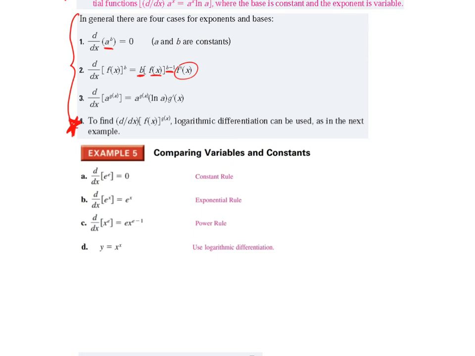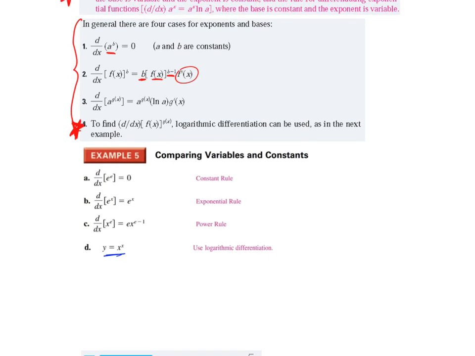And then the last one, it doesn't show you how to do it, but we're going to do it in a similar problem next. You would have to use logarithmic differentiation to solve that. I could do it, but for the sake of time, this video is already getting long. Let's move on.